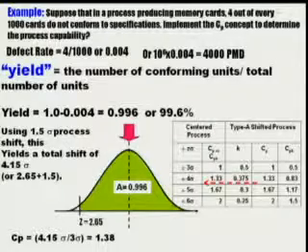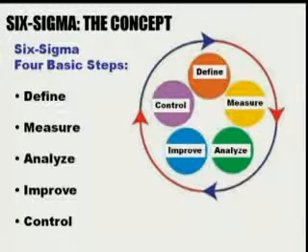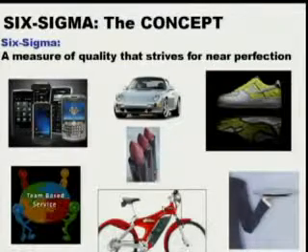In fact, you can see here that this is about a 4 sigma process. Why? Because this is about 1.33. Now remember, we don't have a shift in center here, except for the 1.5 sigma. Back to our work here: define, measure, analyze, improve, control. These are the concepts of 6 sigma.